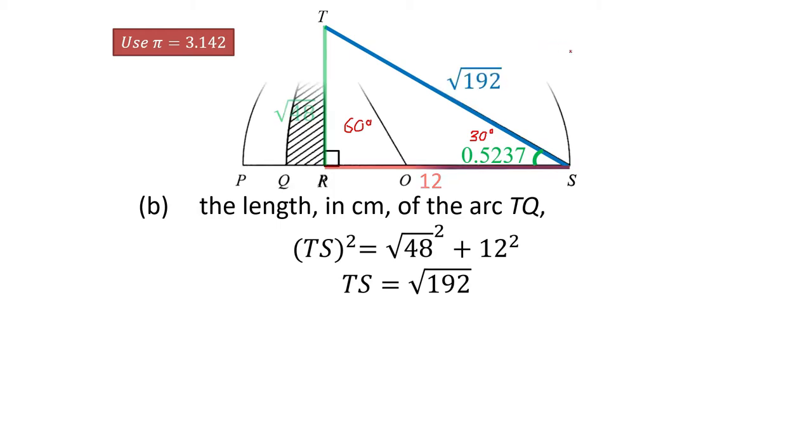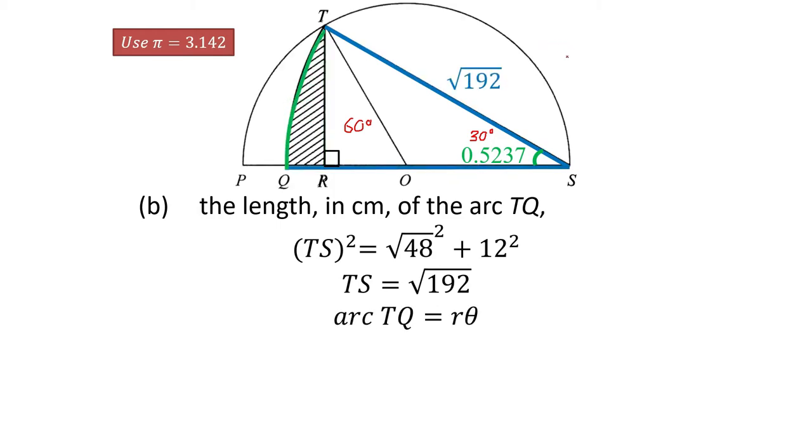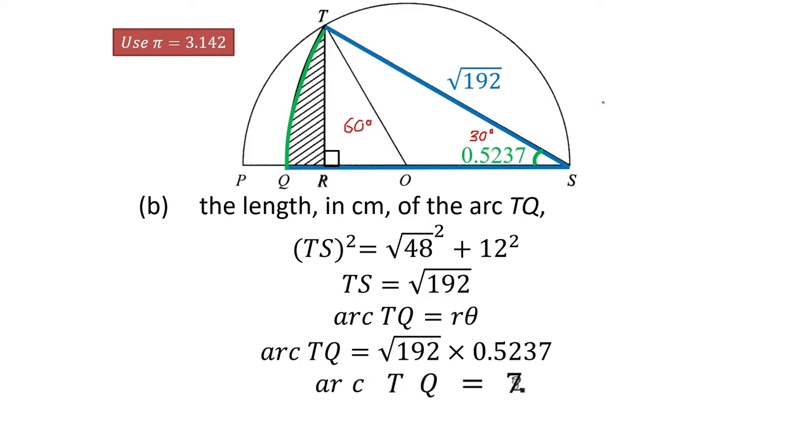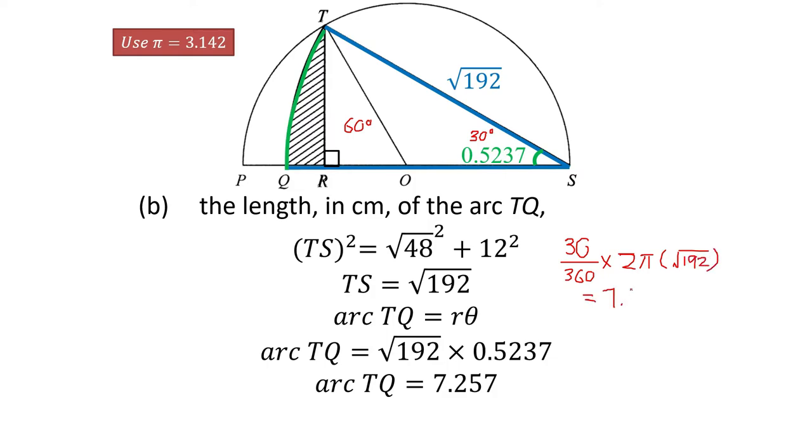Okay, once we get the radius, then we use the formula S equals to r theta to find the arc. So square root of 192 multiplied with 0.5237, then you should be able to get the arc 7.257. If normal mathematics, we write it as 30 over 360 degree times 2 pi square root of 192. I get 7.256. Slightly different than the one that we get from the Addmath formula, but it is okay.